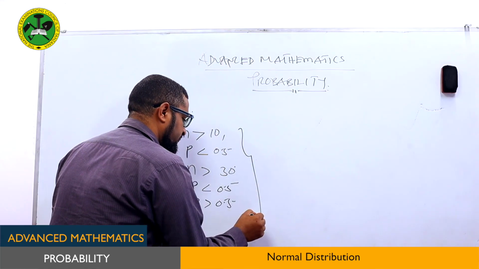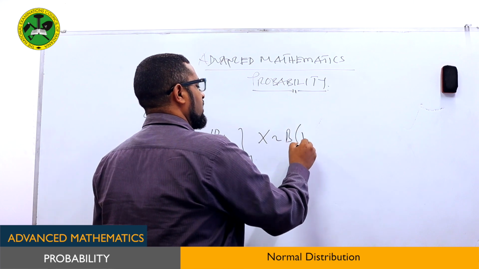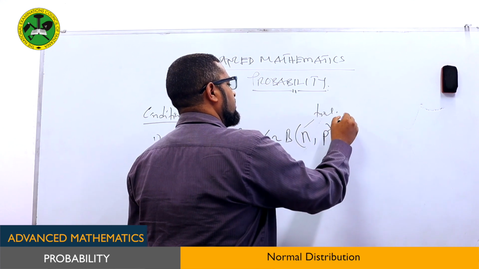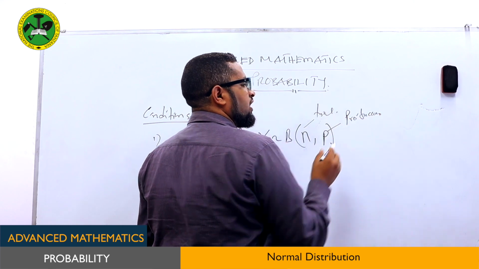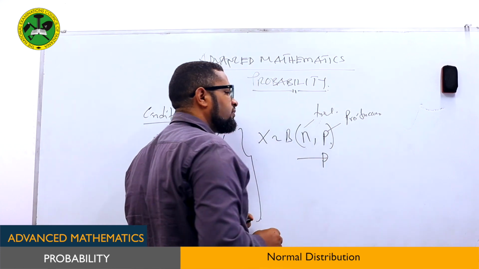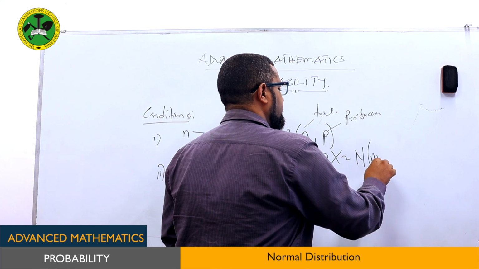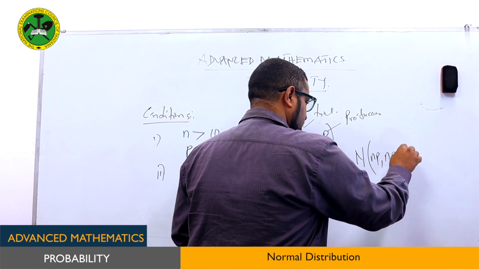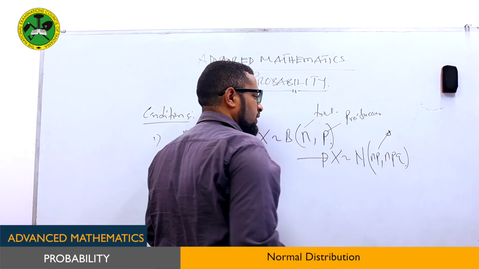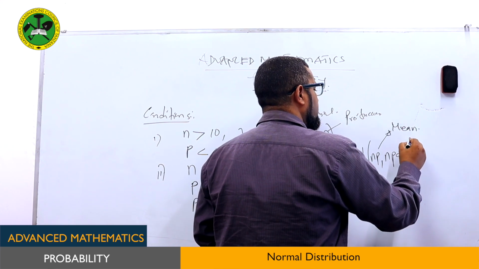So if all this happens, the variable X under binomial, remember, is given by B(n, p), where n is the number of trials and p is the probability of success. So if that is the case, or under that condition, this will be approximated to X ~ Normal(np, npq). Now, what is np in normal? np is the mean. And npq is the variance.